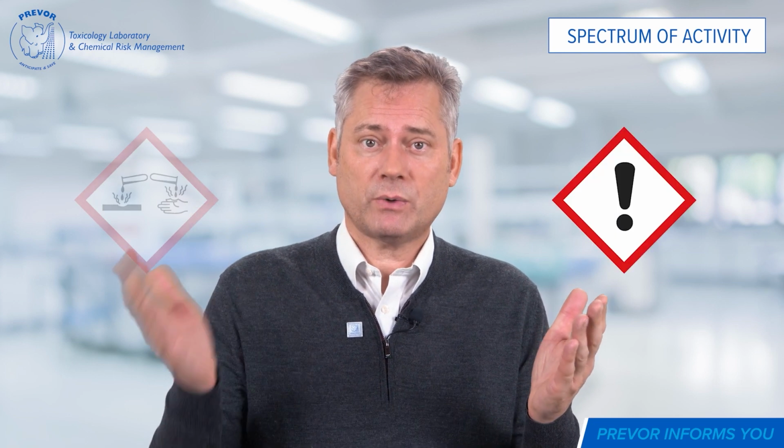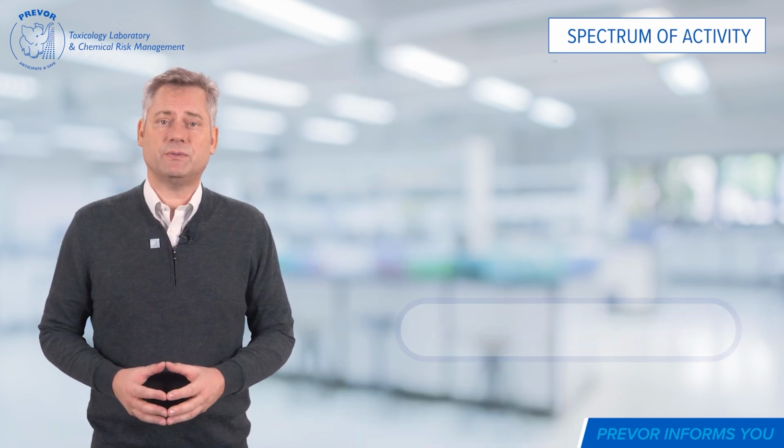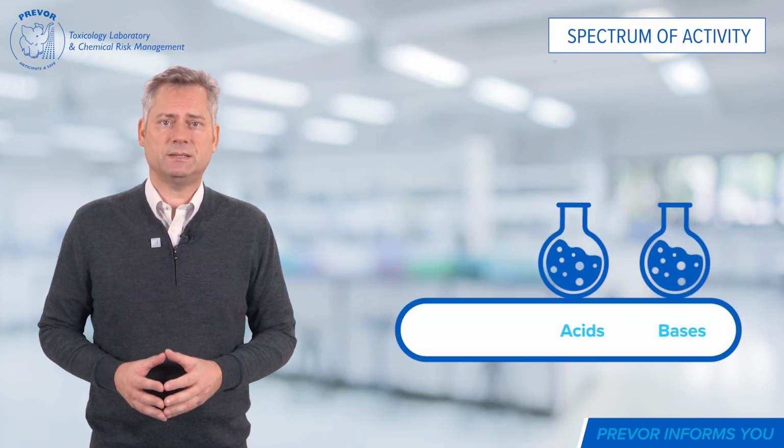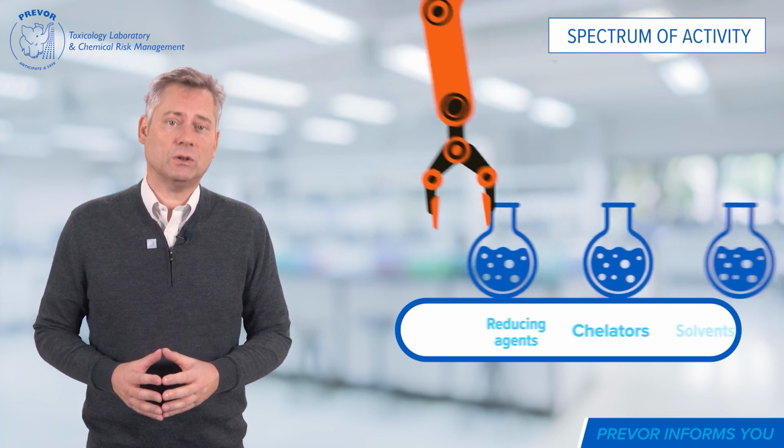Diphoterine solution is an amphoteric and chelating solution. It is versatile and acts on all irritant and corrosive chemicals. These can be classified into 6 families: acids and bases, oxidants and reducing agents, chelators and solvents. The advantage of this solution is that it supports a single protocol for all the chemicals on your site.